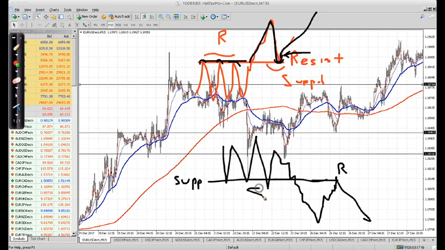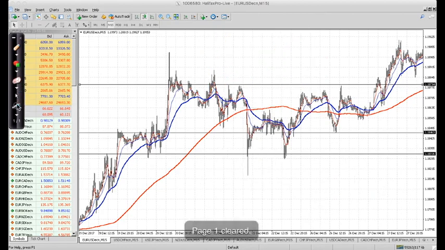So similarly, this is a support level. Test 1, test 2, test 3, it breaks the support, goes up, hits resistance, comes down, and that's where traders go short. So let's take a look at that phenomenon on this chart. Do we have that phenomenon?